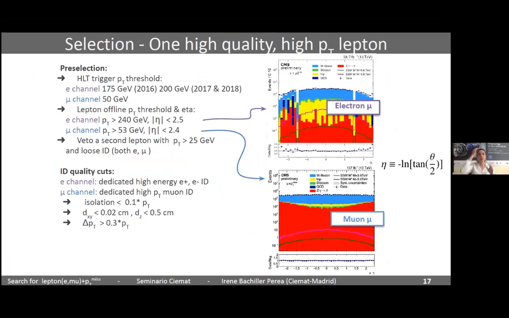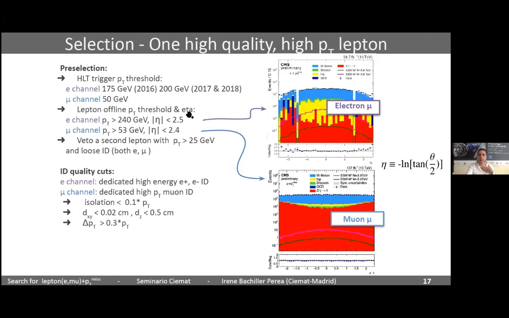We'll go now through the selection. The strategy of this analysis follows several selection steps in order to minimize the background and maximize the signal. First, the data is collected using either an electron trigger or a muon trigger with this threshold on the PT of the lepton. Then we apply a cut on the lepton PT to be above the threshold of the trigger.